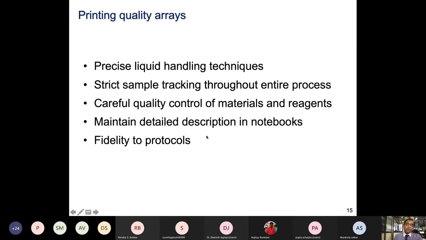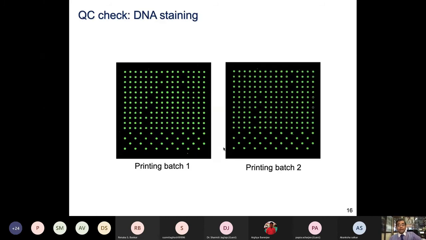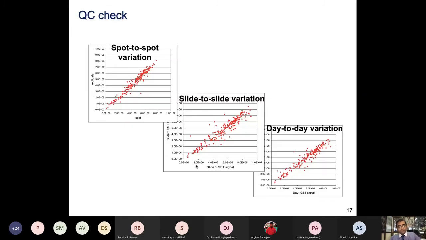A detailed description should be recorded, and of course you have to make sure that you are following the same protocol again and again, and that there is not much variability between different batches of printing. So you print one batch this month and another batch of slides 2 months later. You have to keep comparing those batches as well.